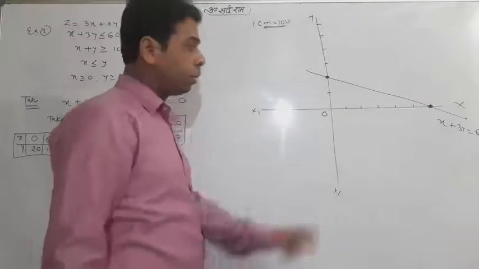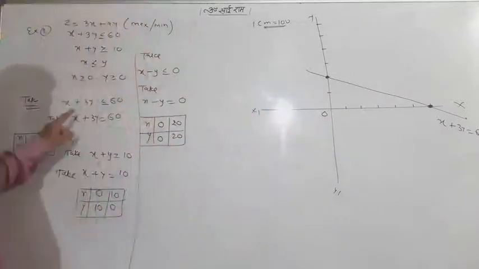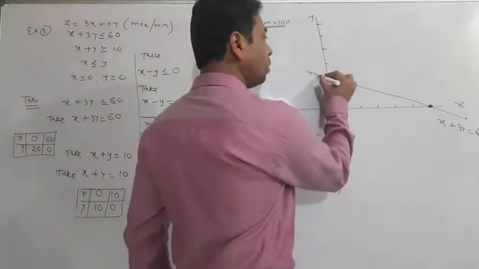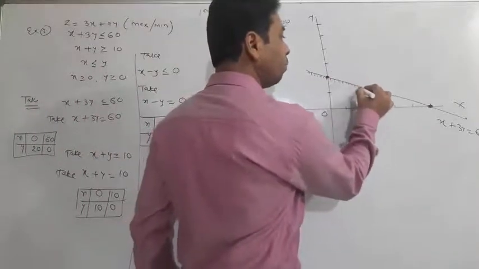Now choose the arbitrary point (0, 0). Put here 0, 0: 0 less than 60 is true. True means it is towards the origin point. First line you have done.